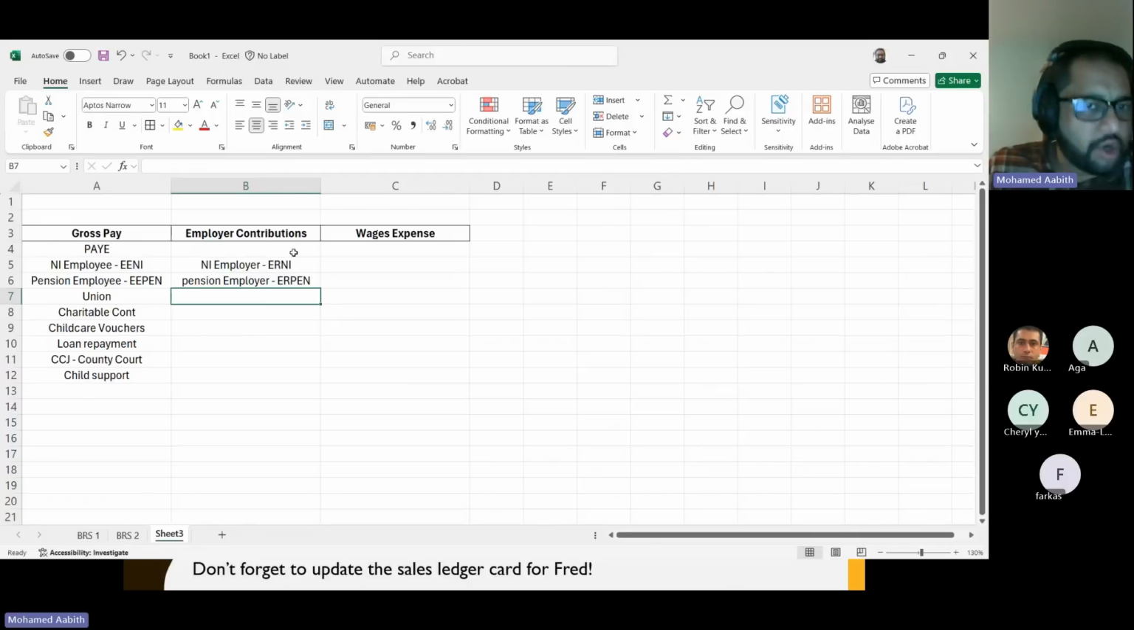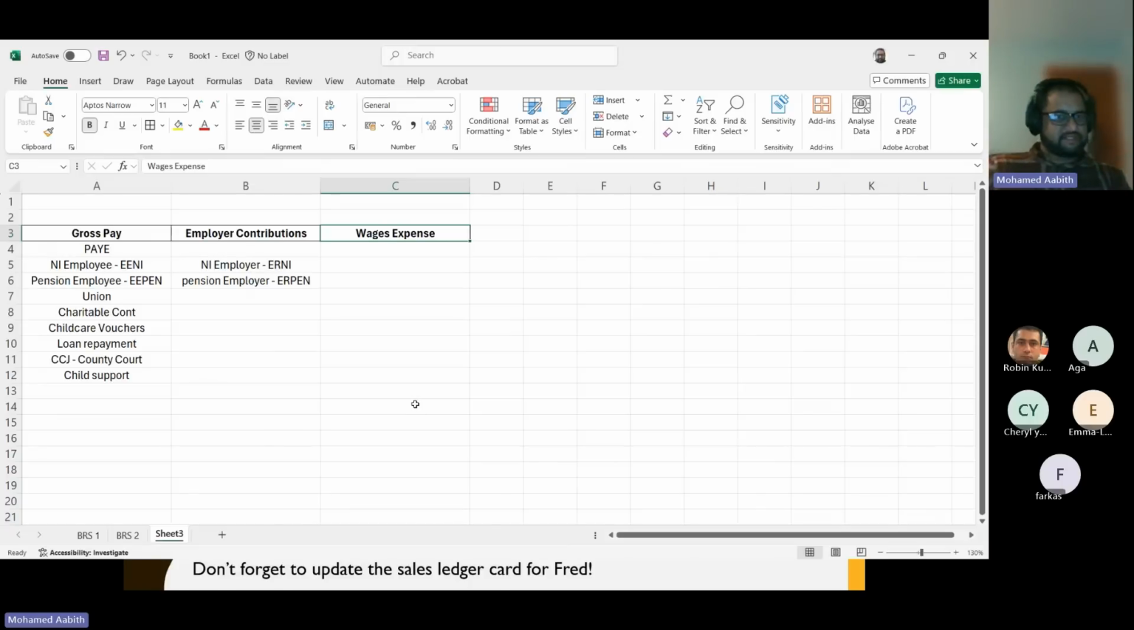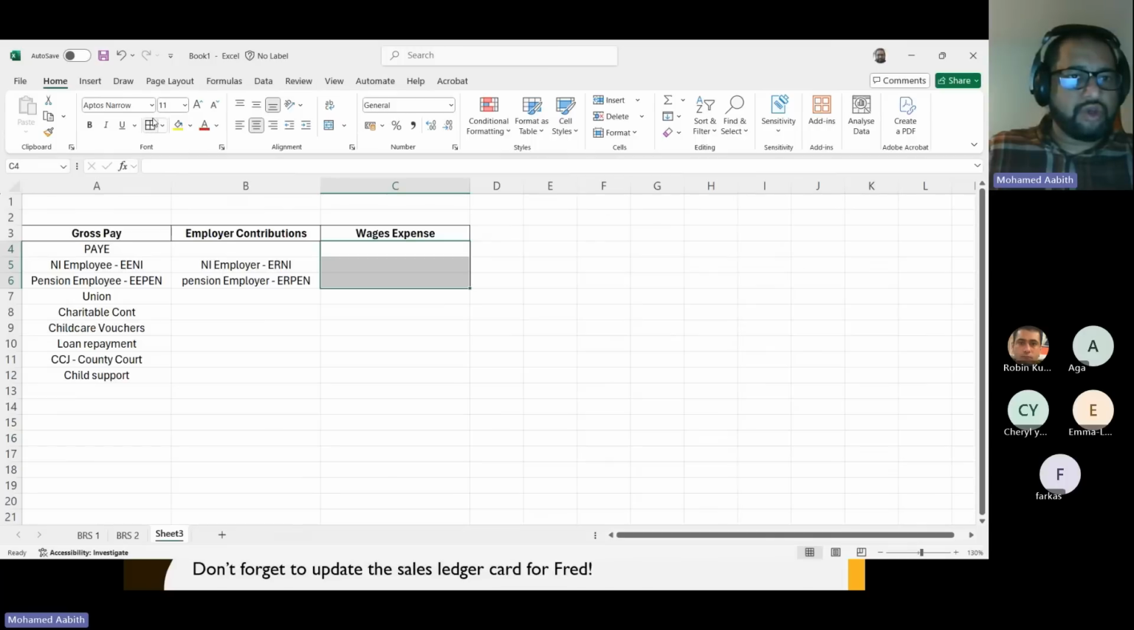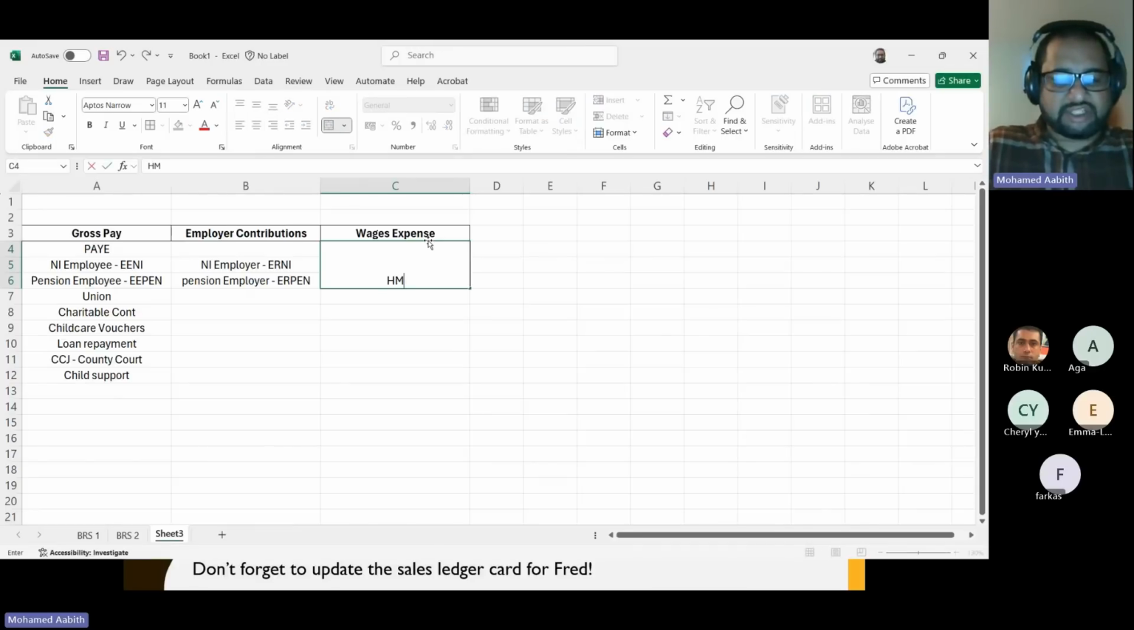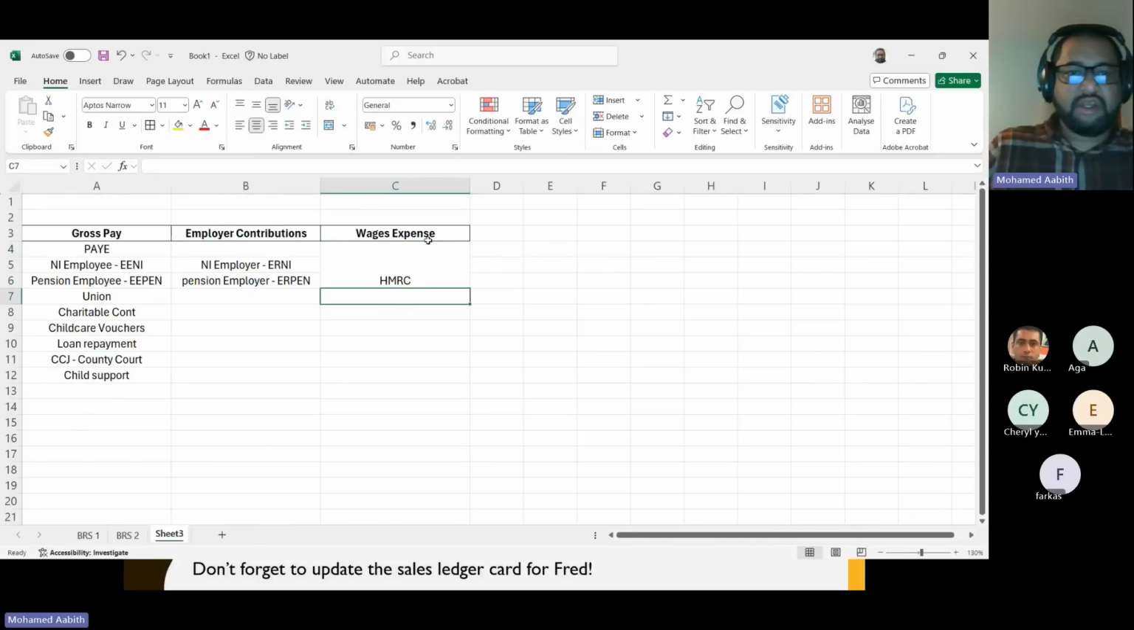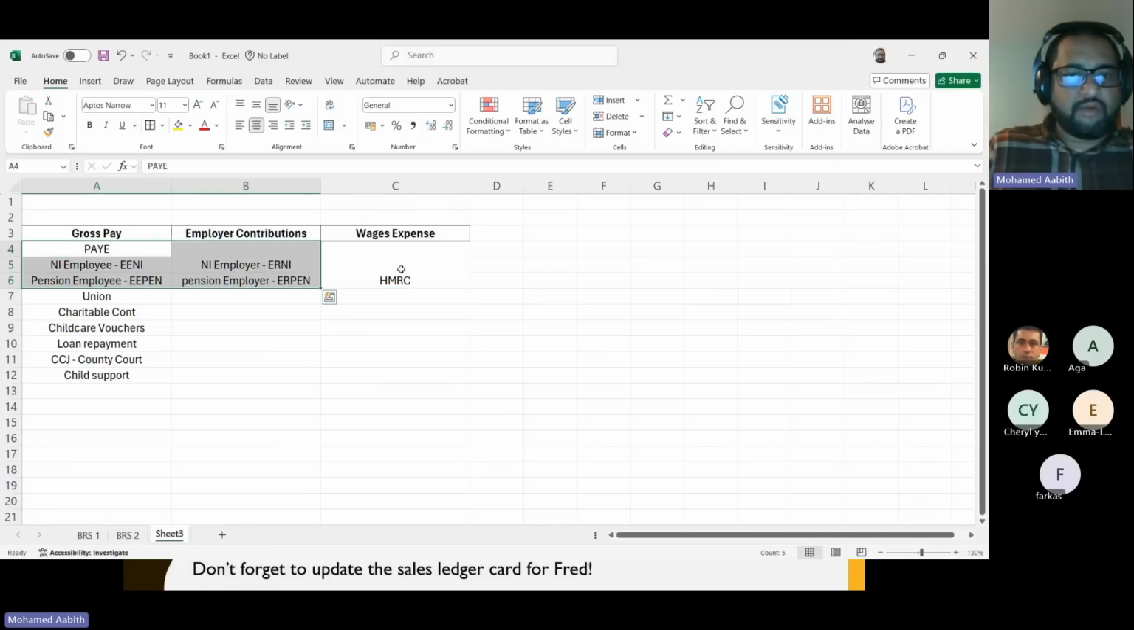Okay, now you don't have any other things from the employer. So the total contribution in this scenario, the employer's contribution plus the gross pay, will be equal to your wages expense. But you also have to remember these three together will be going to somebody called His Majesty's Revenue and Customs. This is your tax office. These three payments will be equal to that one. So this will all be going to HMRC.